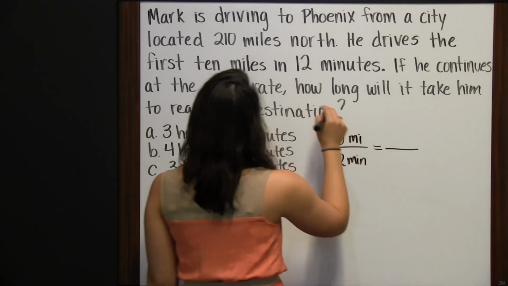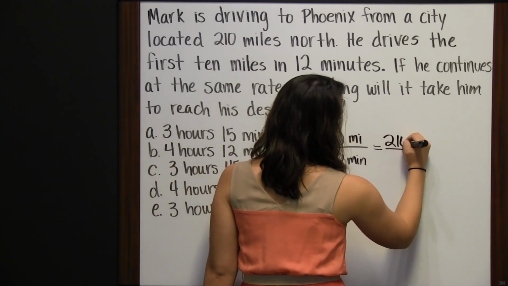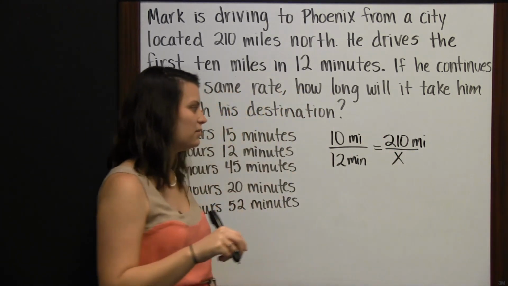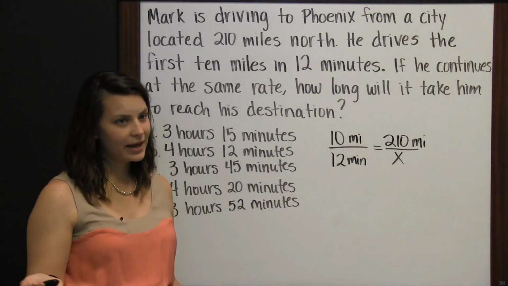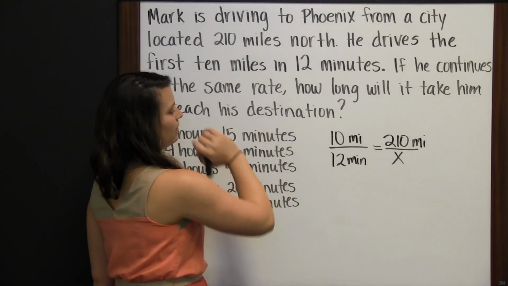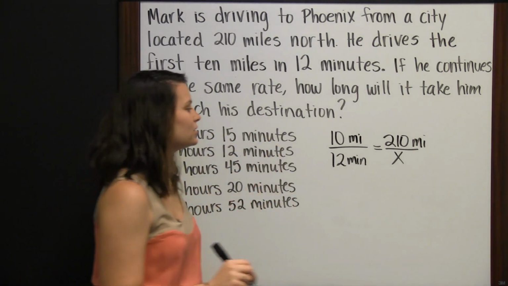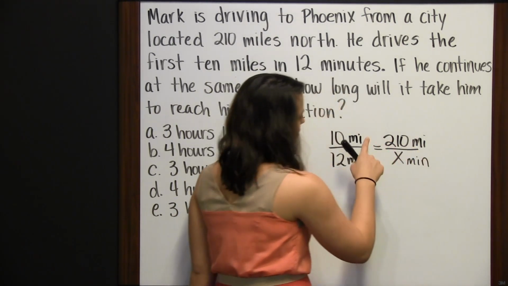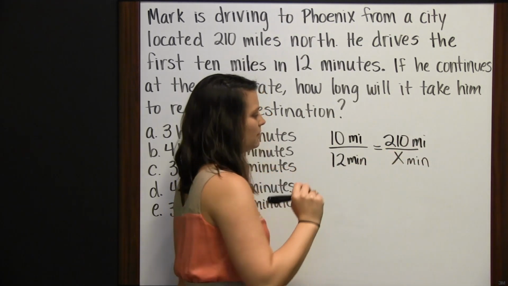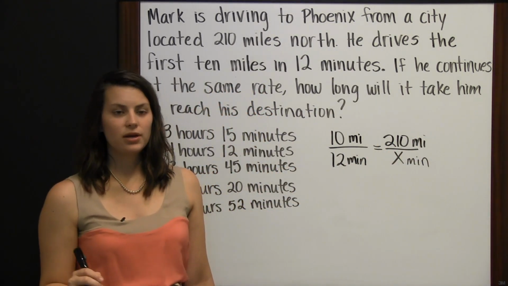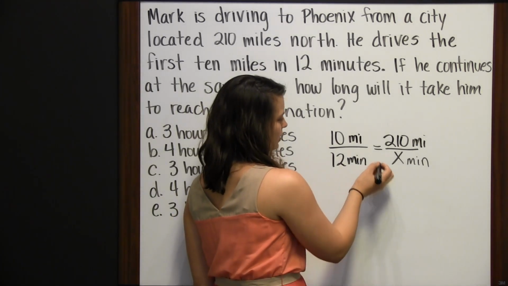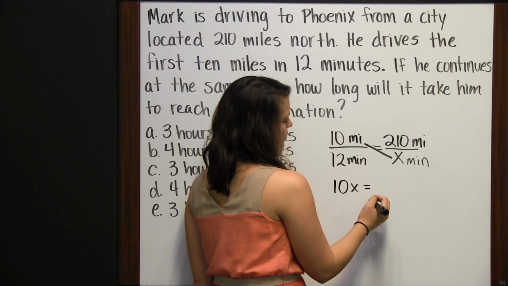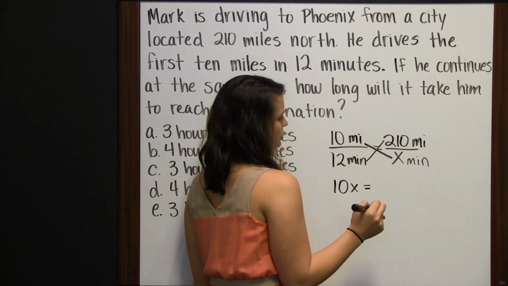What we want to know is how long it took him to drive the 210 miles. And since he continues at the same rate, we can use this proportion to solve and find how long it's going to take him in minutes. Miles to minutes, miles to minutes. And to solve a proportion, we cross multiply. So 10 times x is 10x equals 12 times 210.